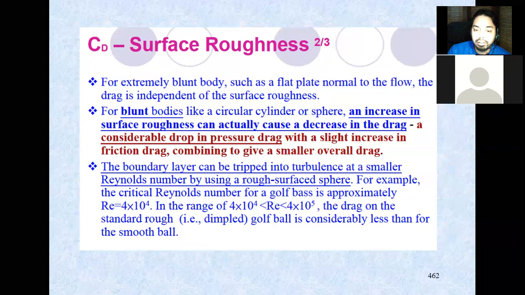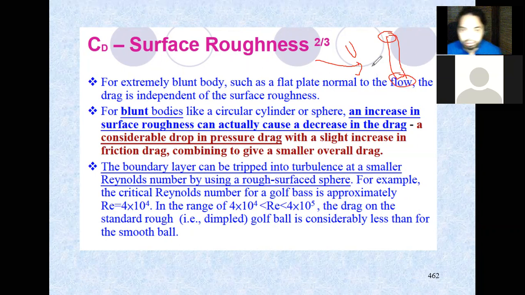But for an extremely blunt body, such as a flat plate normal to the flow, it's like having this plate, and you have the flow going into it. The drag is independent of the surface roughness, so we can ignore the surface roughness for this form because the pressure drag Dp is much more dominant than the friction drag Df.